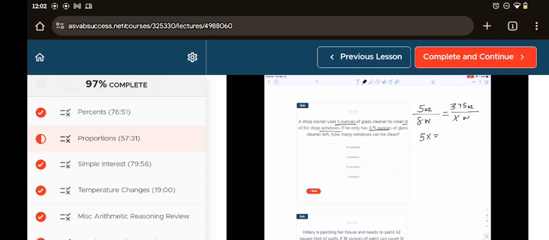5 times X, 5X. 3.75 times 8, let's find out what that is. 8 times 5 is 40, carry the 4. 8 times 7 is 56, plus 4 is 60, carry the 6. 8 times 3 is 24, plus 6 is 30.